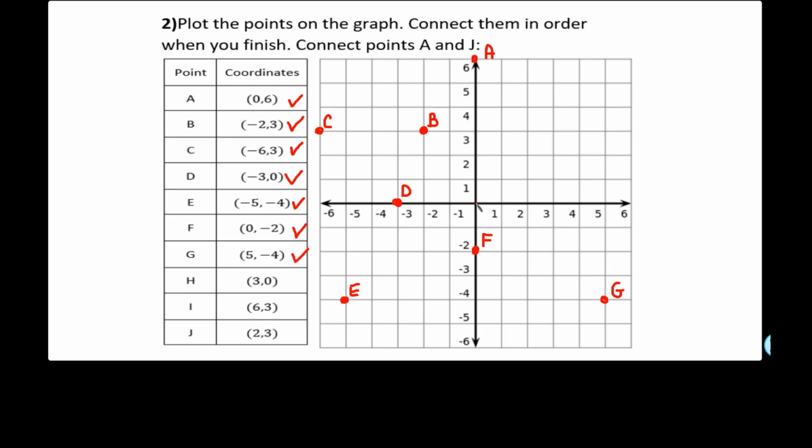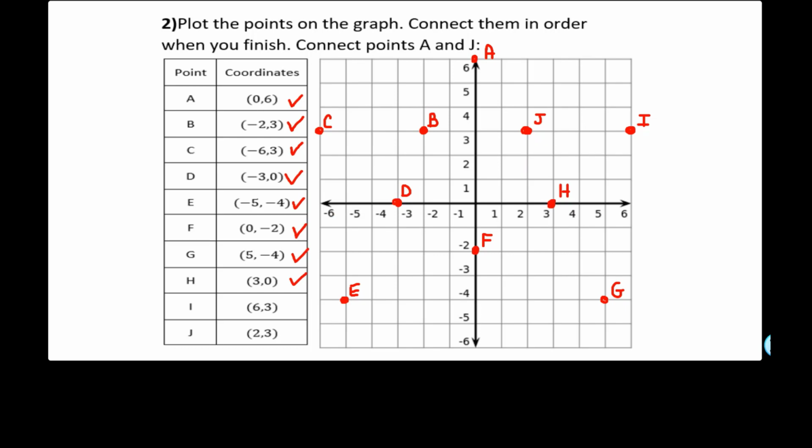Next one is letter H, which is 3, 0. So 1, 2, 3, and we stay there. The next problem is 6, 3. So we're going to go 1, 2, 3, 4, 5, 6, and then 1, 2, 3 up. So this would be letter I. And the last one is letter J. So 2 to the right, and then up 3. So this would be letter J. So there we go. These are the points for this problem.